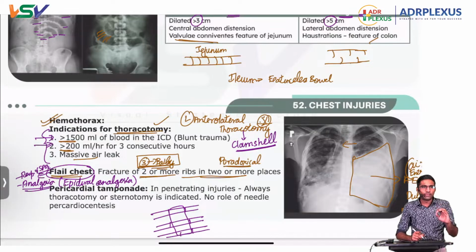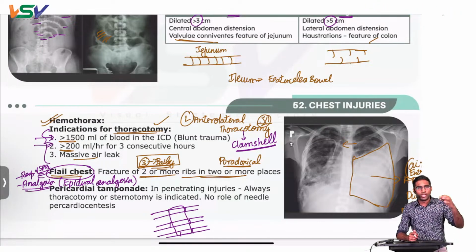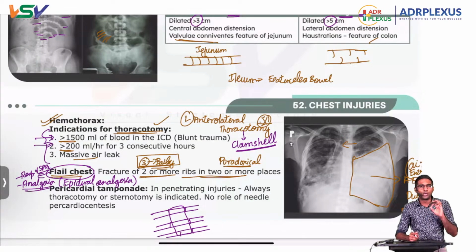And you have to give them adequate bed rest. Note, insertion of ICD is not essential. Only when the flail segment has an associated pneumothorax or a hemothorax, you can put an ICD. Otherwise, ICD insertion is not necessary.